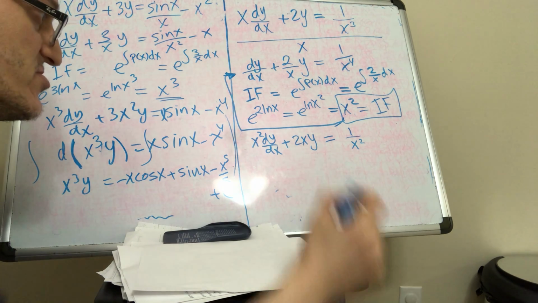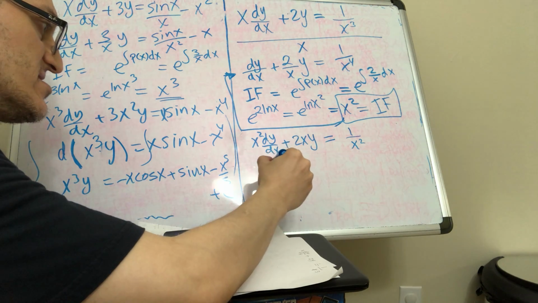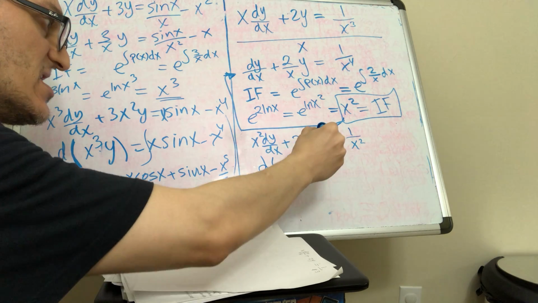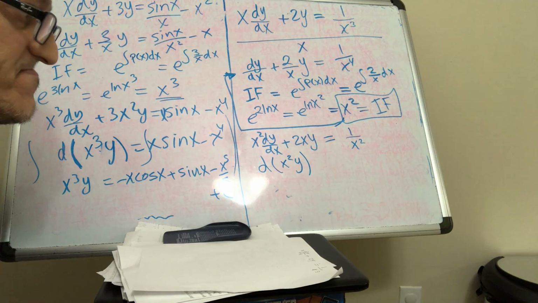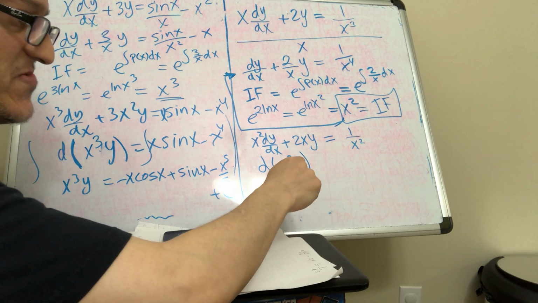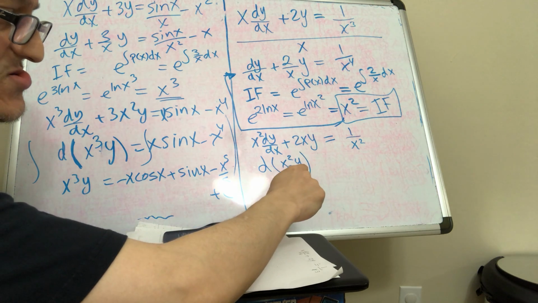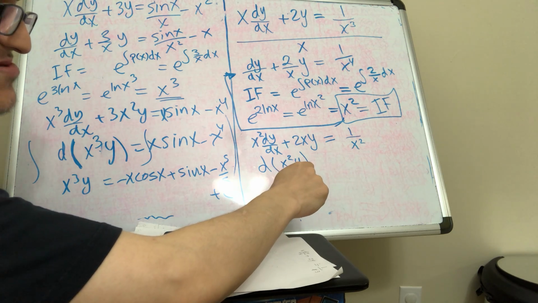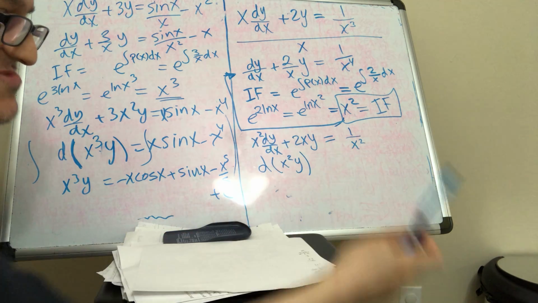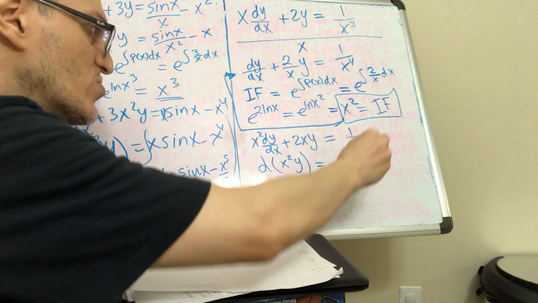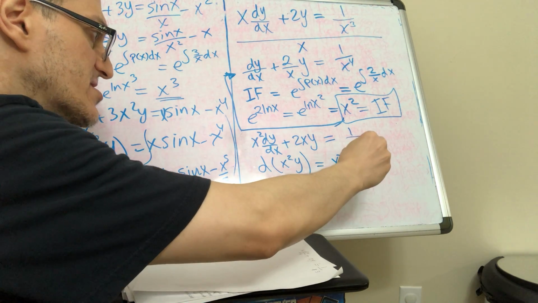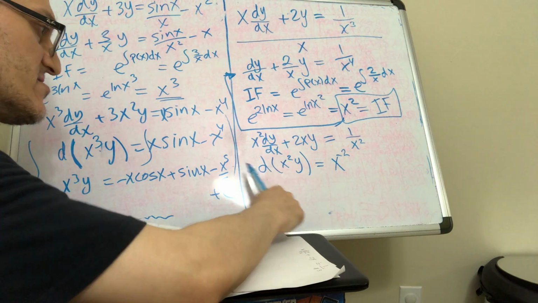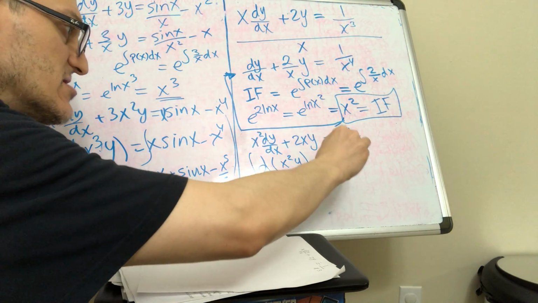Once you get to this step, you can say that this here is the derivative of whatever you have with the dy over dx and the y. You can check. If you find the derivative of this, do we get this? Product rule: derivative of x squared is 2x times y, plus derivative of y, which is dy over dx, times x squared. And 1 over x squared, we can write as x to the minus 2. So at this point, you can integrate both sides of the equation.